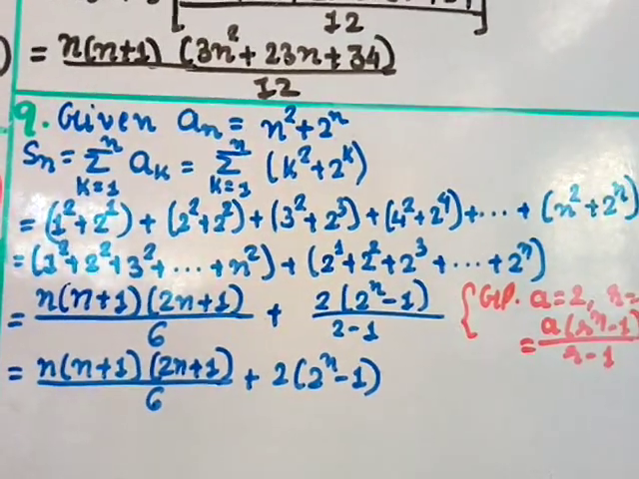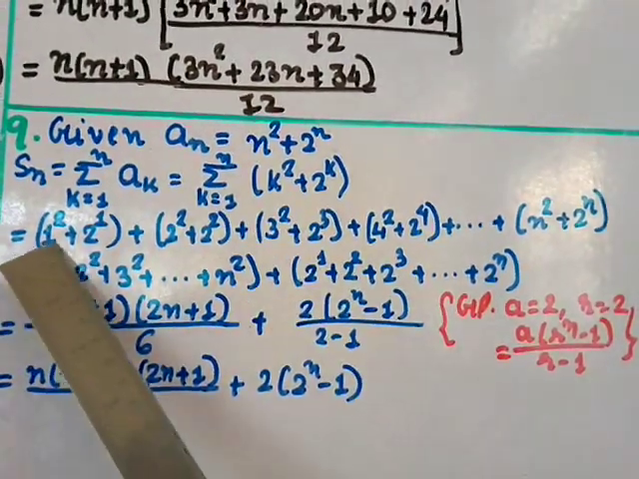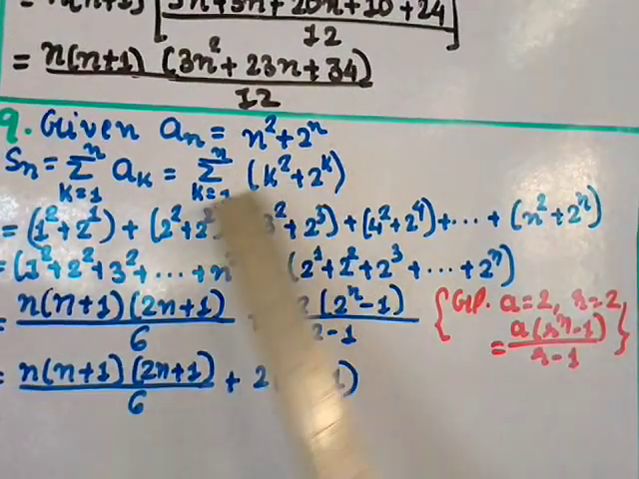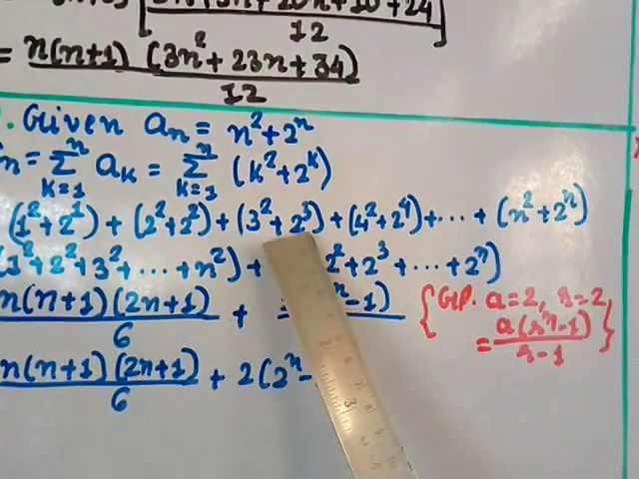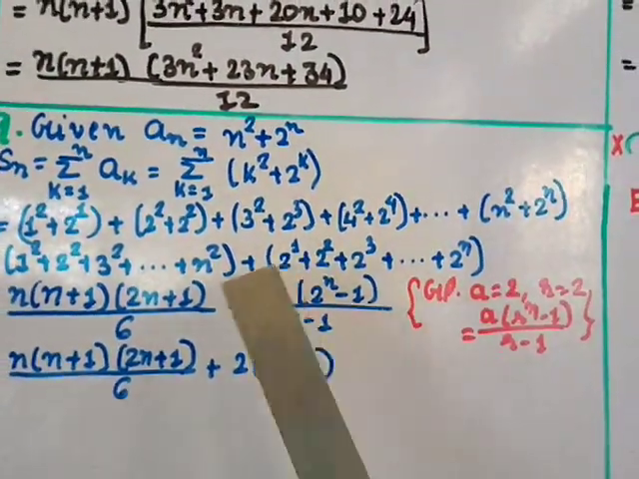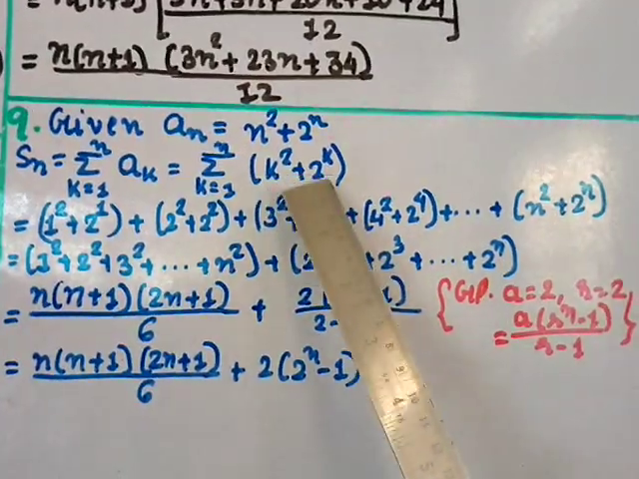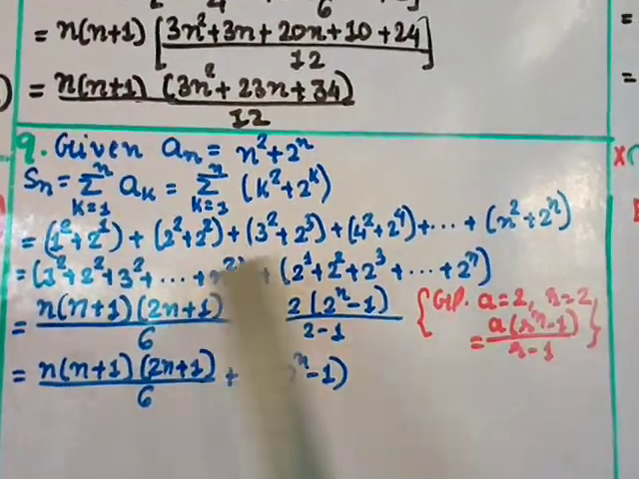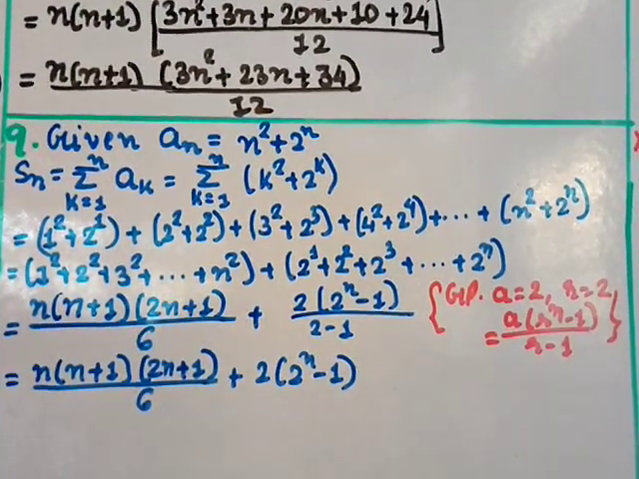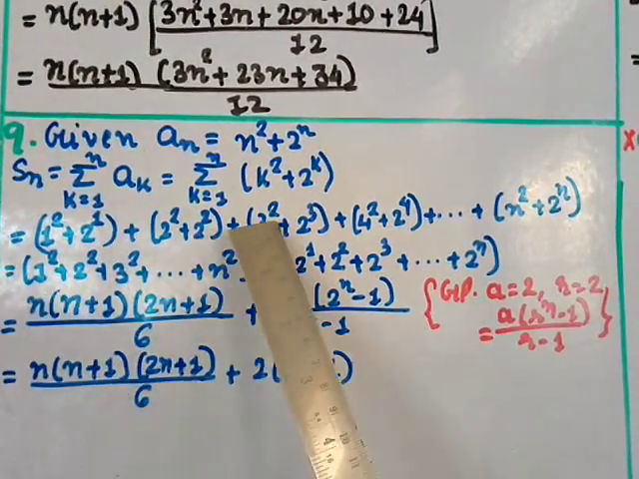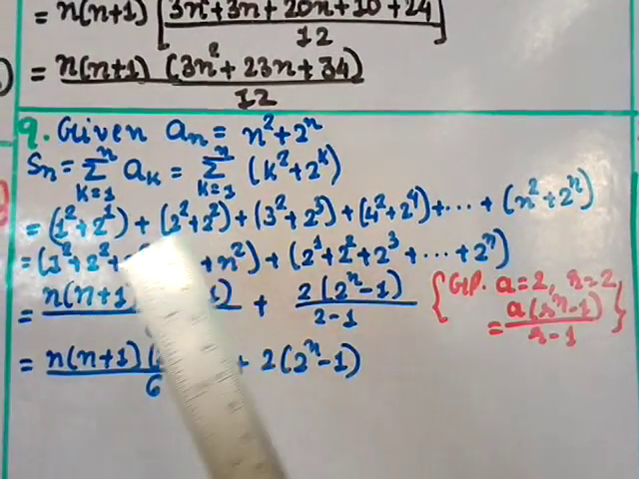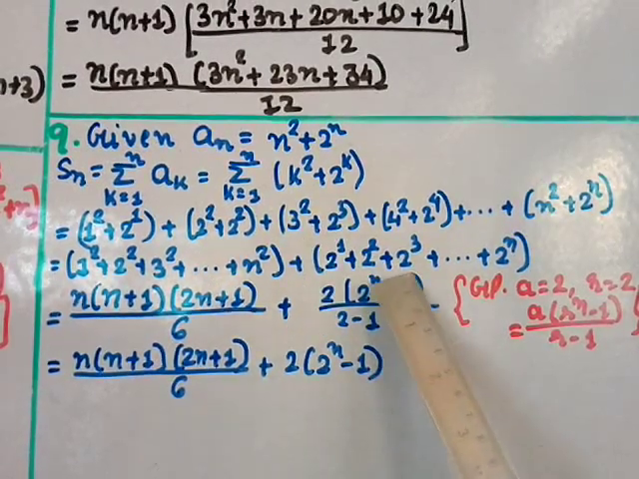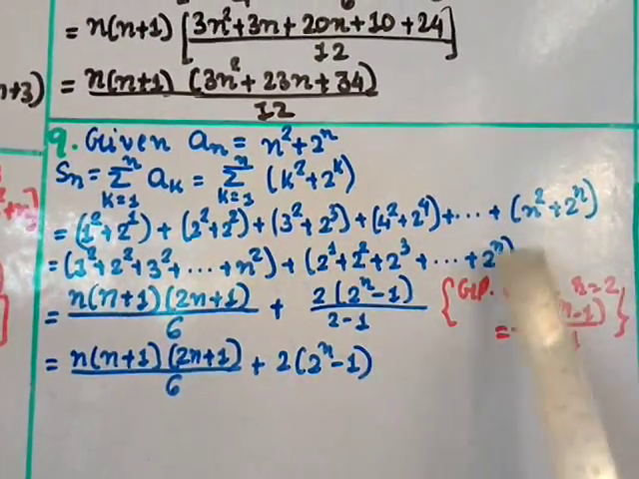So let us place the value k starting from 1. So 1 square plus 2 power 1, plus 2 square plus 2 power 2, plus 3 square plus 2 power 3, plus, let's write one more term, 4 square plus 2 power 4, plus up to plus n square plus 2 power n, right? Now here let us write the square terms together. So here 1 square plus 2 square plus 3 square plus up to plus n square, and the second term is plus 2 power 1 plus 2 power 2 plus 2 power 3 plus up to plus 2 power n, but this is nothing but your GP.